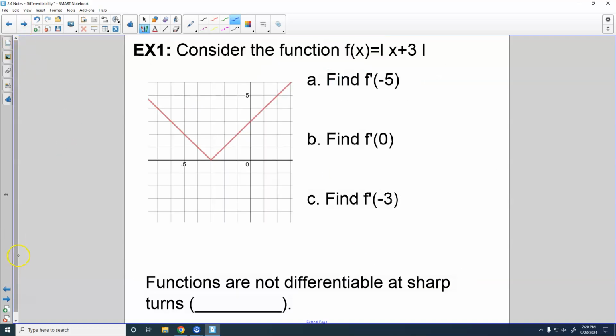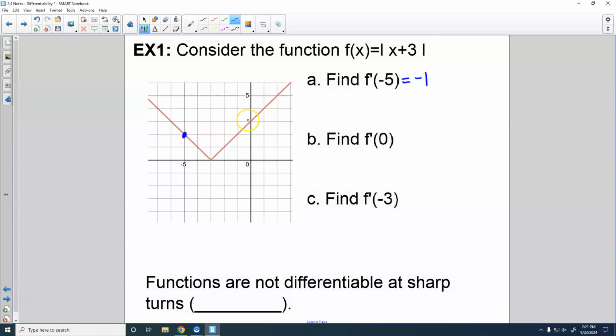So if we look at this picture here, this is the primary example of differentiability. Consider the function f of x equals the absolute value of x plus 3. The first part asks us for f prime of negative 5. So that is right here on my graph. Xander, what is f prime of negative 5? It is negative 1. Perfect. That's just the slope of the graph at that point, and since it's a straight line, the slope is just negative 1.